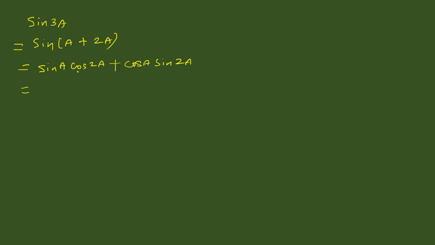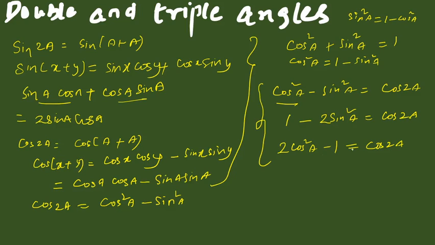Here, I would like to derive sine 3A. Triple angle sine 3A can be written as sine of A plus 2A. Again the same formula which we explained in the previous slide: sine A cos 2A plus cos A sine 2A. I am using a simple formula. Now, in this cos 2A, we have three formulas. I am going to use one of them as we are deriving sine 3A.